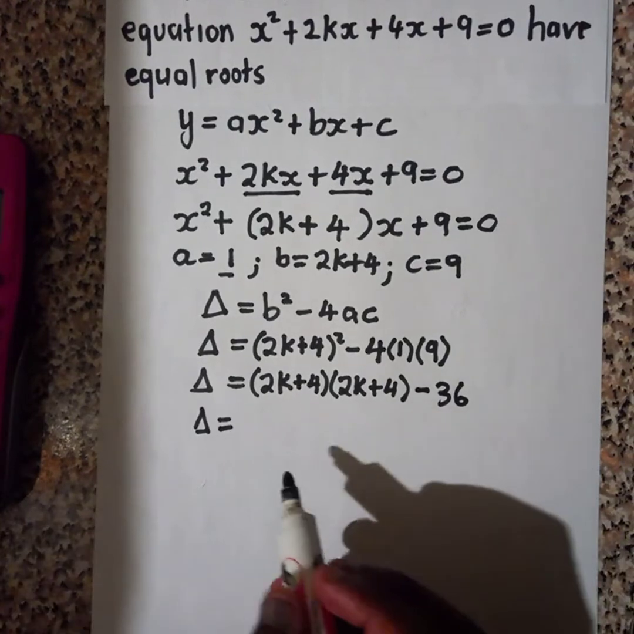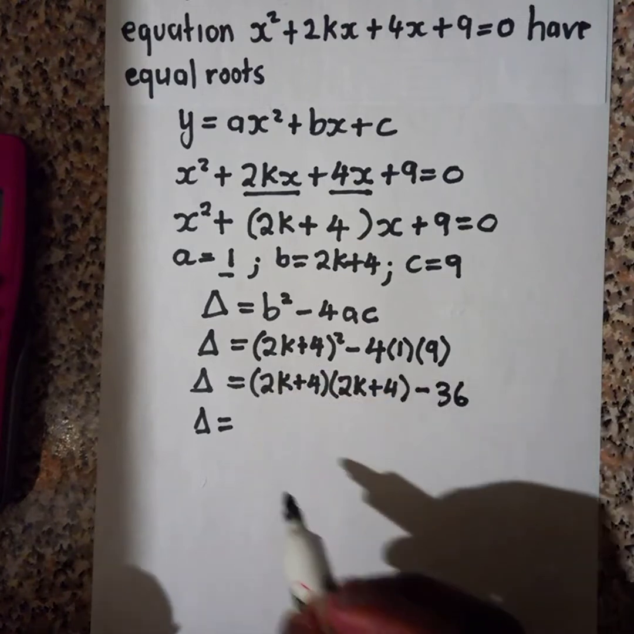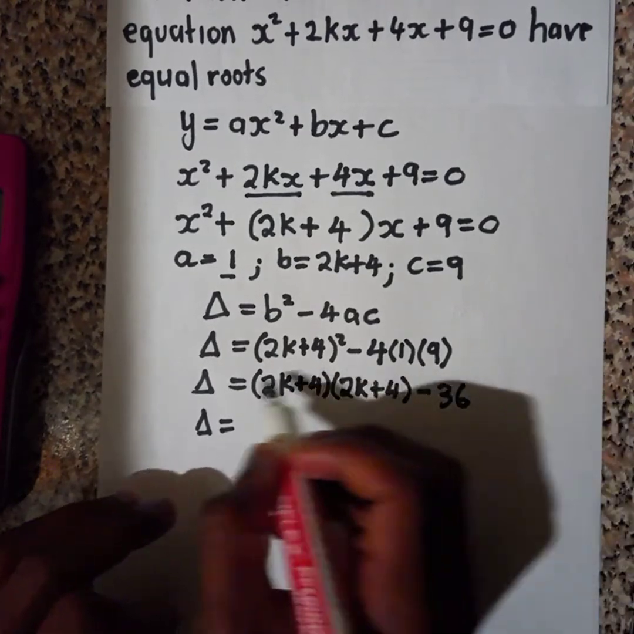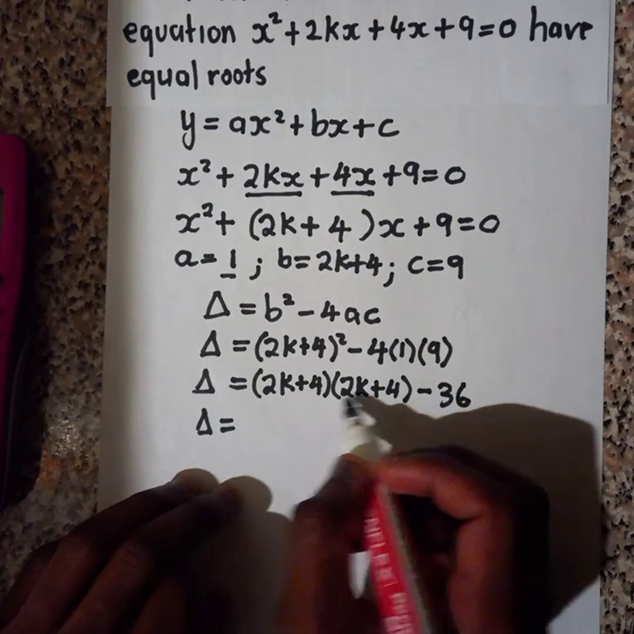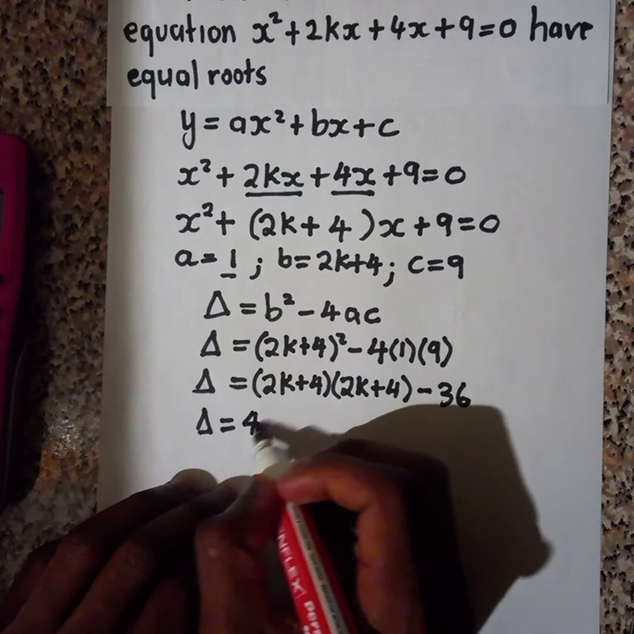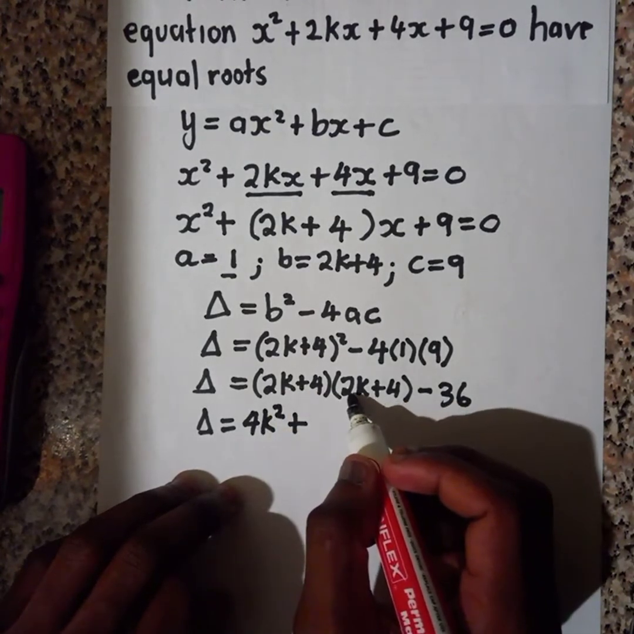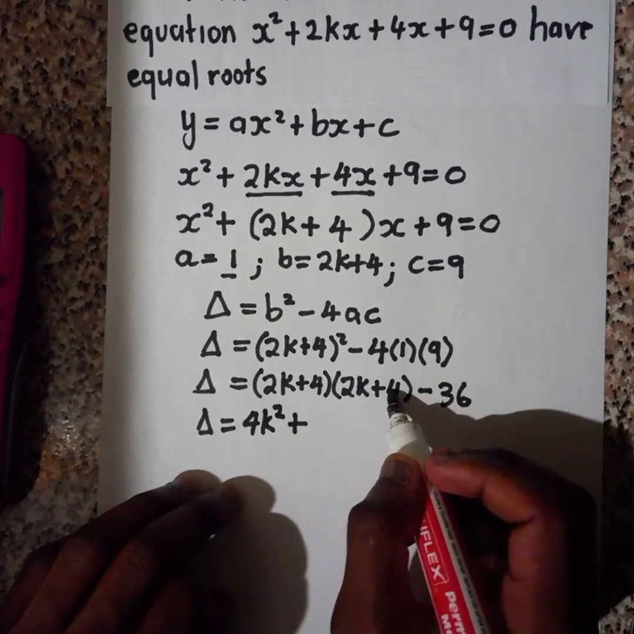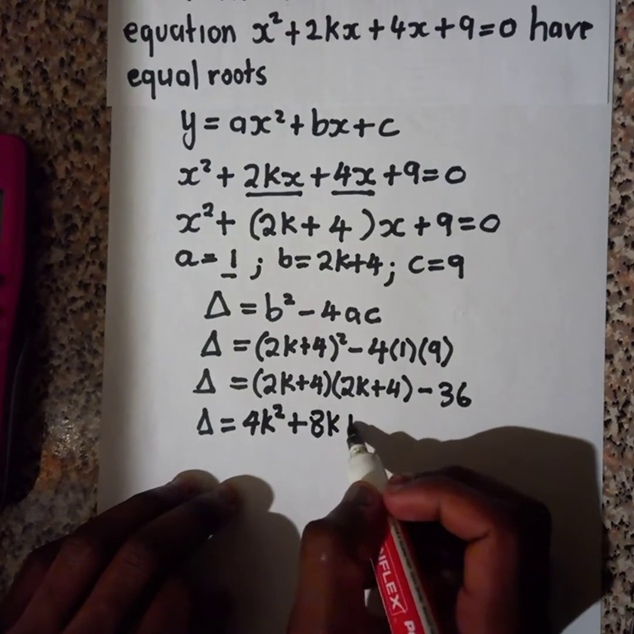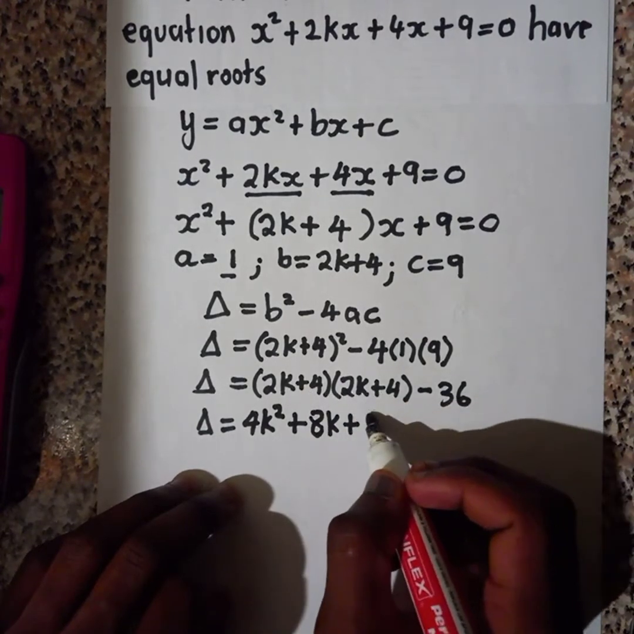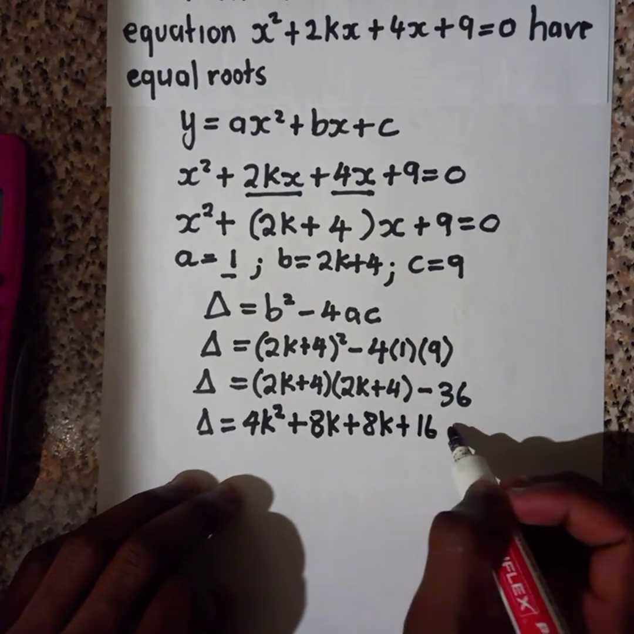From here, you will then simplify these two brackets. Let us simplify these two brackets by multiplying 2k with 2k. We are going to get 4k squared, plus this one multiplied by this one, and this one multiplied by this one. We are going to get 8k, plus 4 with 2k, we're going to get 8k plus 16, minus 36.